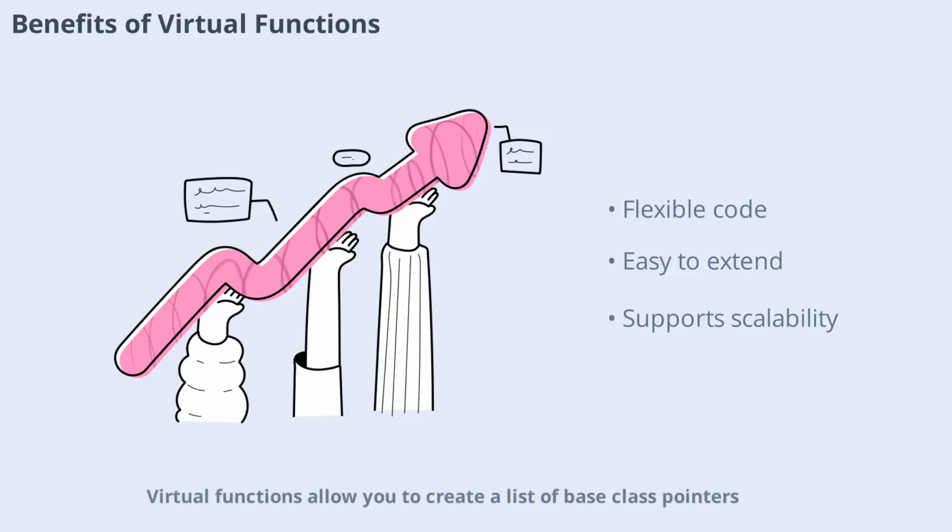Virtual functions allow you to create a list of base class pointers and call methods of any derived class without knowing the specific type. This makes your code more flexible and extensible, as you can add new derived classes without changing existing code. It's a key feature for building scalable and maintainable software.